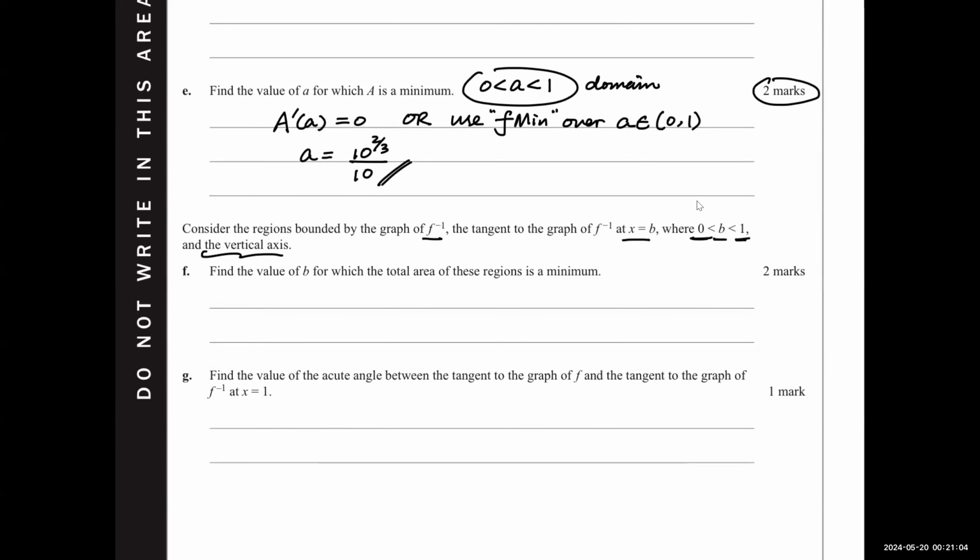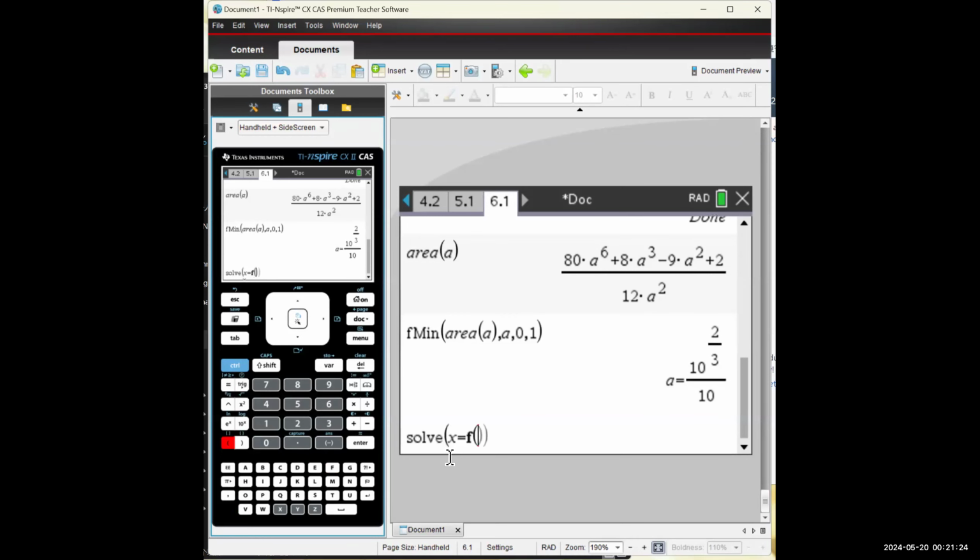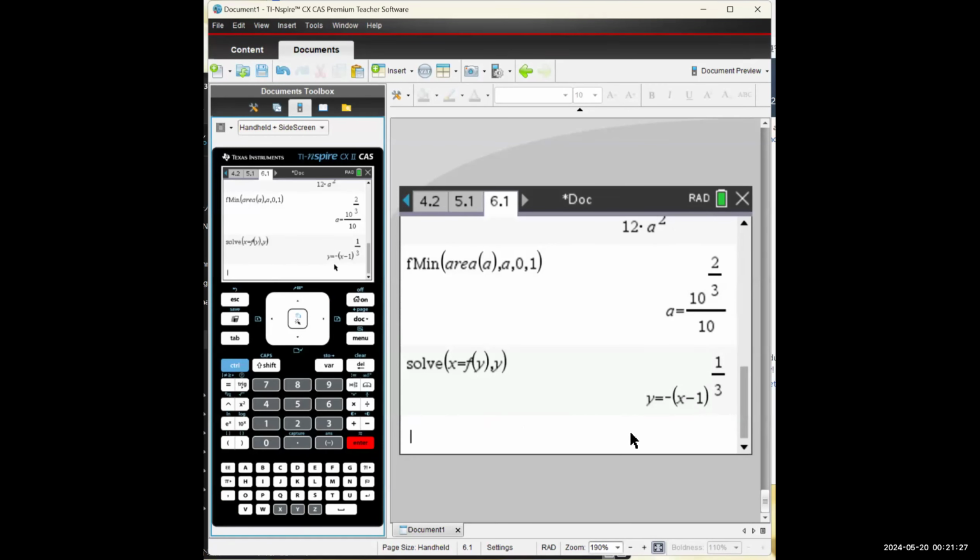This is actually, you have to find F inverse and then the tangent. And also you need to determine the total area of this region and find a minimum. There is a very smart method. For example, you could just use b equals to F of A value from the previous part, but that's a more intuitive method. So what I'm trying to do is go from scratch. Let's solve x equals f of y for y. This is my inverse function.